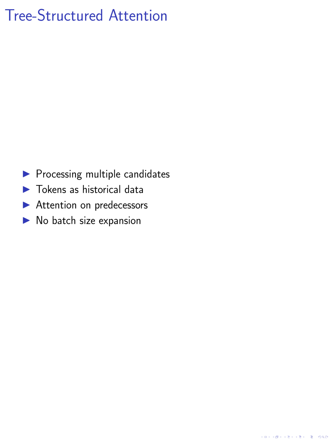We employ a tree-structured attention mechanism to process multiple candidates concurrently. The tree structure is constructed by taking the Cartesian product of the top predictions from each head. This attention mechanism considers tokens from the same continuation as historical data, and applies attention only on a token's predecessors. The tree structure allows processing numerous candidates simultaneously without expanding the batch size.